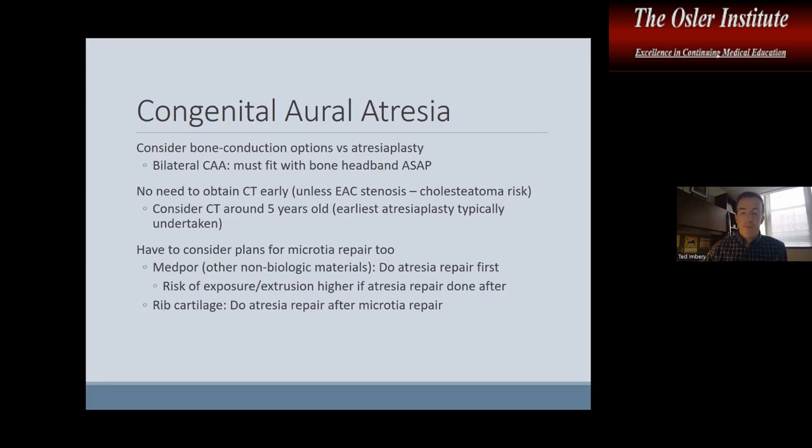The caveat to that would be if they have a partial ear canal stenosis, there's a risk of getting a canal cholesteatoma. So in that case, we would consider imaging earlier to see if there's evidence of cholesteatoma formation immediately in the canal that you can examine. Some other nuance as well. Most of these patients are going to have an associated outer ear deformity, microtia.